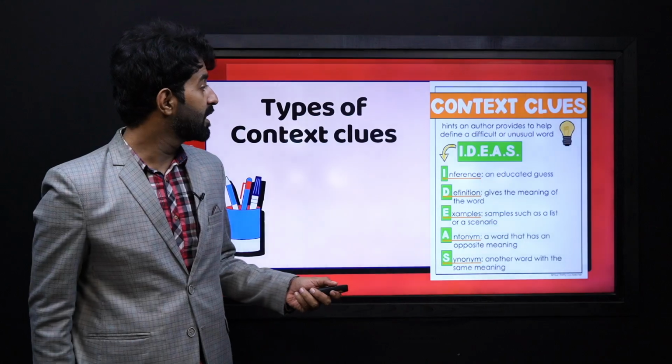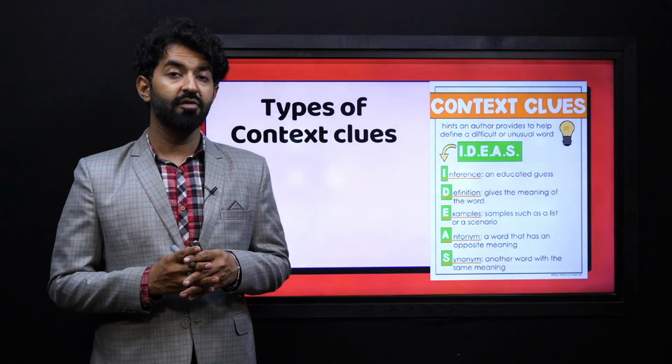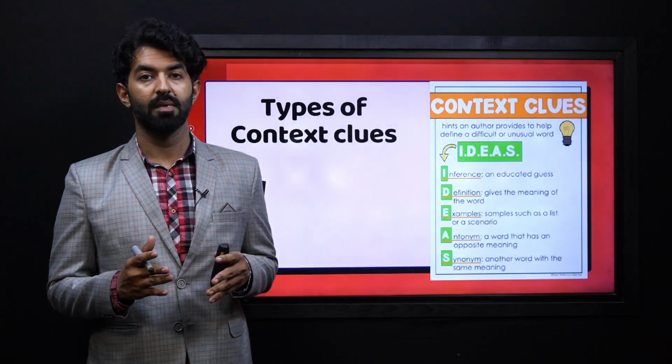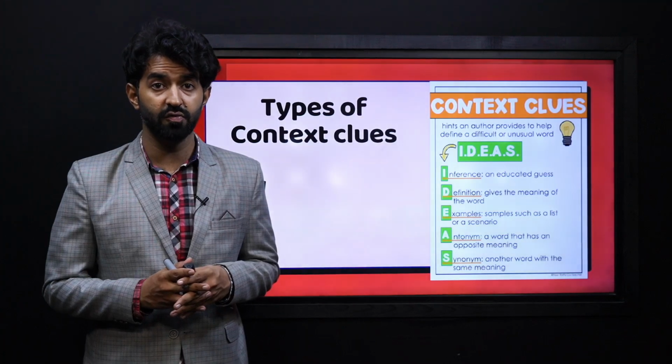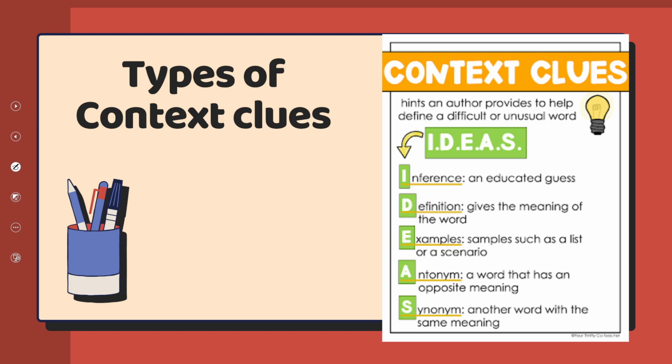My dear learners, we have different types of context clues, and a very interesting short form, an acronym for these context clues will be IDEAS. Now, we know that they are hints an author provides to help define a difficult or unusual word. Context clues are basically also given by the author for the reader to understand the word. Now, there are different kinds of context clues, different types.